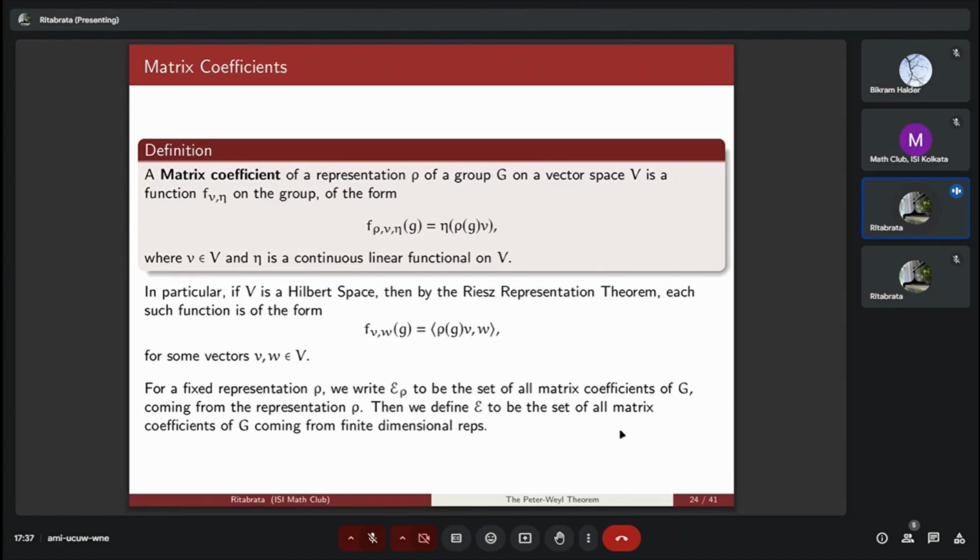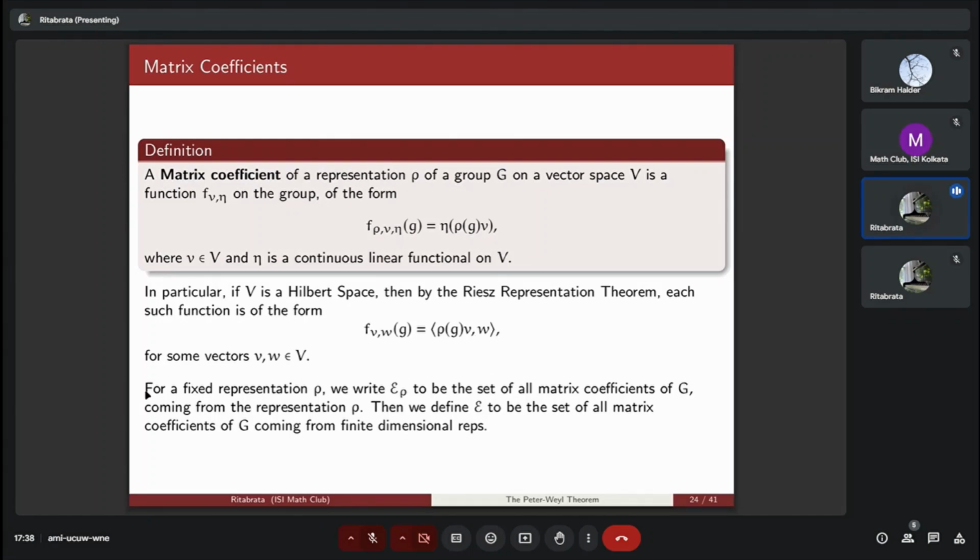So a matrix coefficient of a representation is a function of the form eta of rho(g) of v, where v is a vector and eta is a continuous linear functional. So given a representation, a matrix coefficient is obtained from two data. We need a fixed vector and a continuous linear functional on it. In particular, for Hilbert spaces, we can apply the Riesz representation theorem to show that any linear functional is inner product with some vector. So they look like this one.